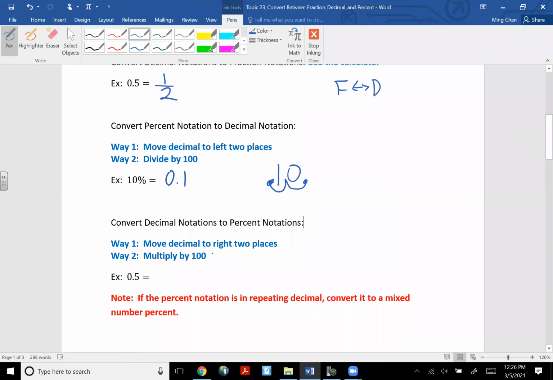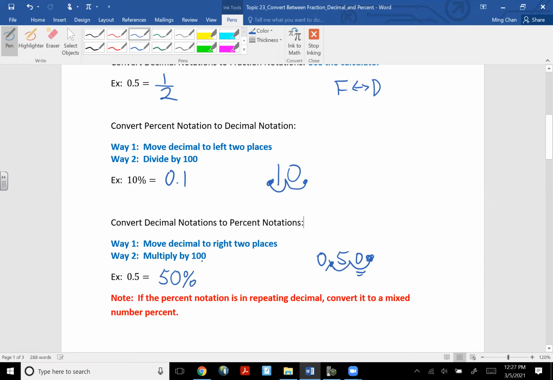Now, if I start with a decimal number and I want to convert into a percent notation, then I will do it in reverse. I will move my decimal to the right two places, which is equivalent to multiplying by 100. So we talked about power of tens: times 100 means move the decimal to the right two places. Most of the students can do it just by looking at it. 0.5, move the decimal to the right two places. The decimal is here now, not right there anymore. One empty slot, so that gives me 50%.